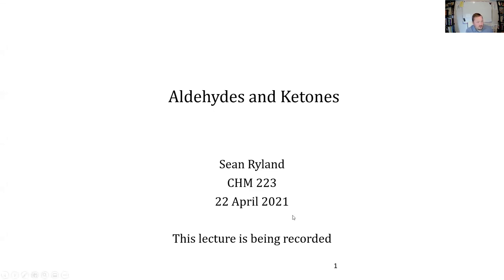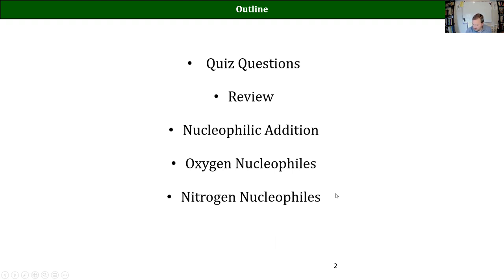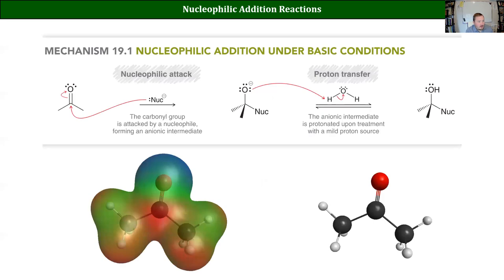All right, so let's review where we ended the other day. We ended with this mechanism that was nucleophilic addition under basic conditions. The general idea is it's similar to the electrophilic addition that we saw when we talked about alkenes and alkynes, except in this case it's a nucleophile that's attracted instead of an electrophile. So your nucleophile is attracted to the partial positive on the carbonyl carbon. To accommodate the nucleophile coming in with extra electrons, we have to break the pi bond between the carbon and the oxygen and turn it into an sp3 carbon.